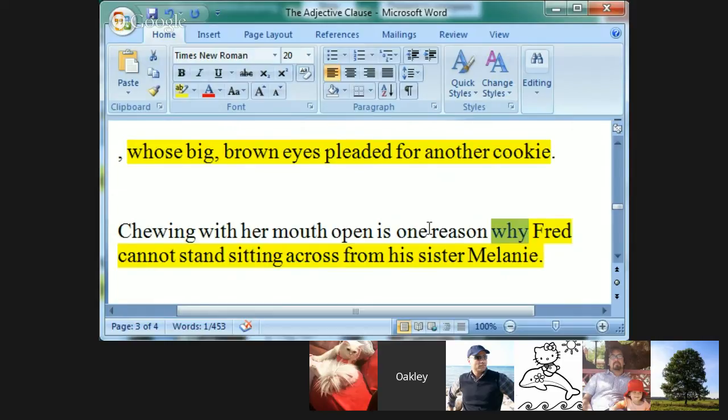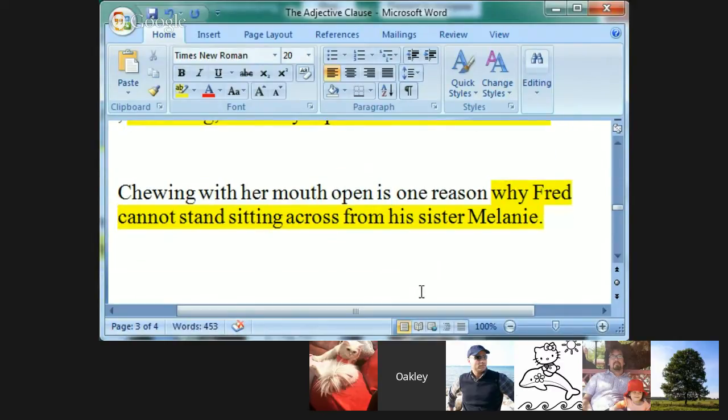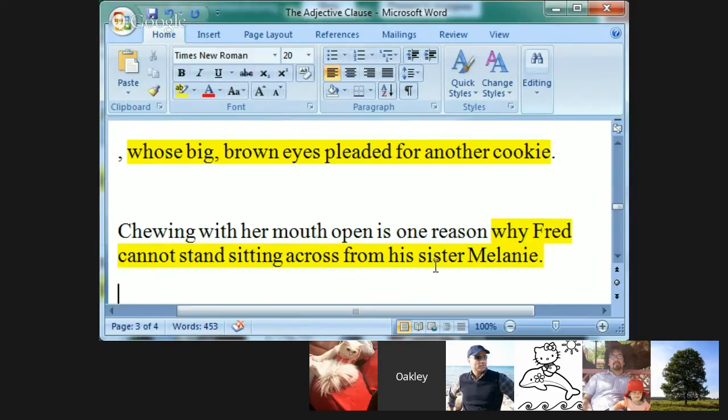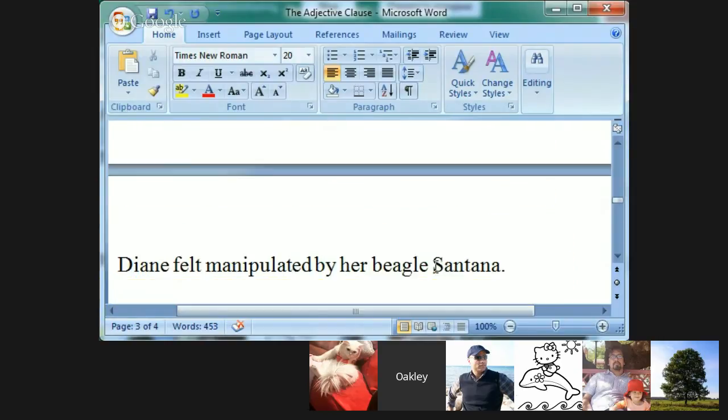Actually, no. Chewing is the reason why. Chewing with her mouth open. With her mouth open is just a prepositional phrase. Actually, the reason why refers to chewing, the way she's chewing with her mouth open. I can put that instead of why: chewing with her mouth open is one reason that Fred cannot stand sitting across from his sister Melanie. So the reason that and the reason why are the same.